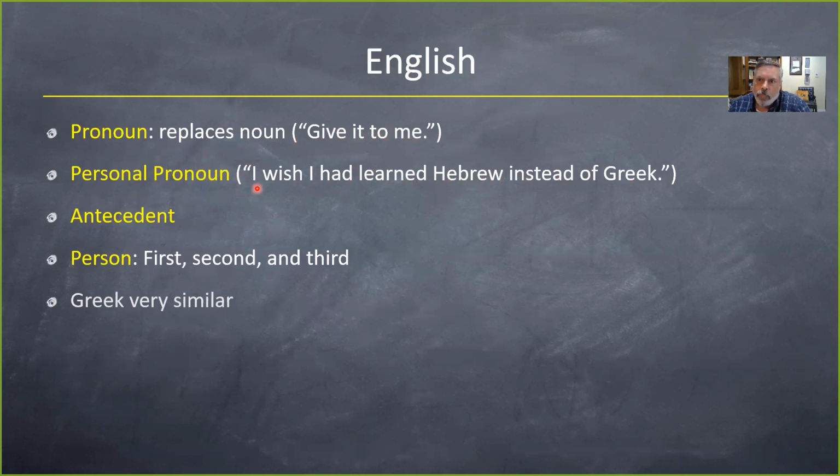However, its number, and if there's a gender, is determined by its antecedent. Its person is first, second, or third. Its gender and number is determined by its antecedent, what it's pointing back to, whether it's pointing back to something that's plural, something that's singular. There's a first person for first and second pronouns, but there is no gender. There's no he, she, or masculine, feminine, neuter. Greek is very much the same.